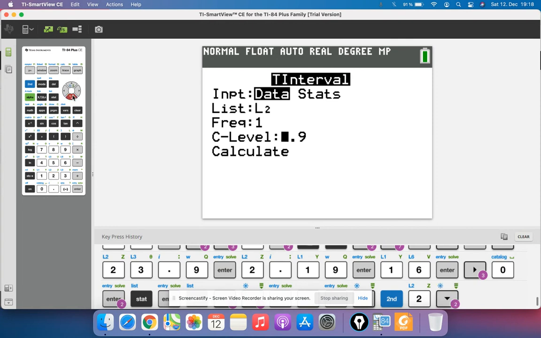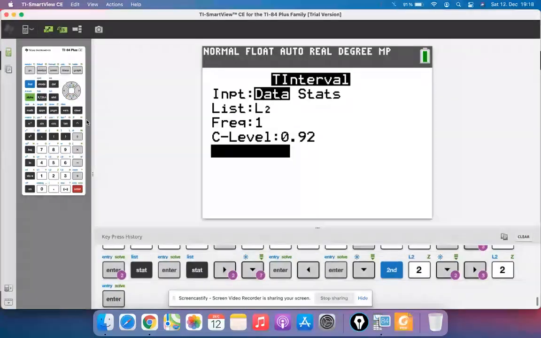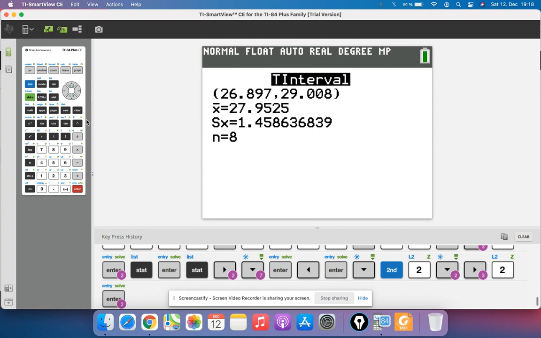Okay, and then just change the confidence interval. You don't have to enter the mean or the sample standard deviation because you're using the data to do that. So the confidence level is 92% here, so I just make that 92. Okay, and there's my confidence interval, and notice it gives you that mean and sample standard deviation in case you needed that.